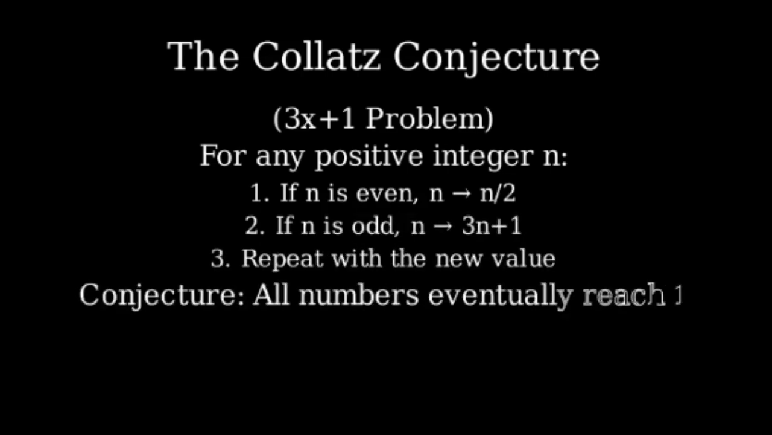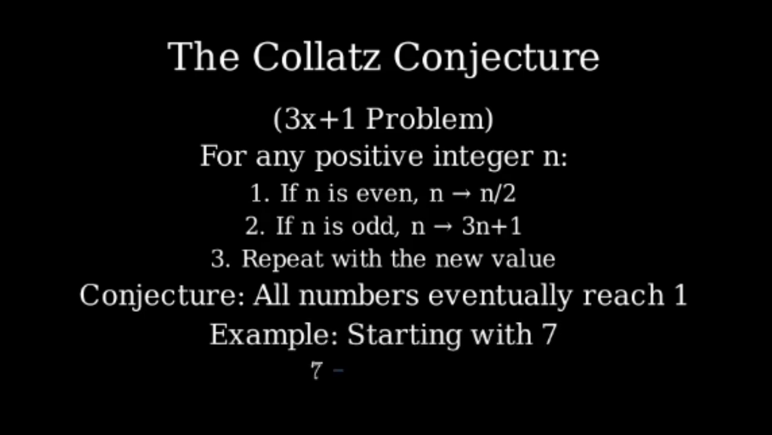The conjecture states that no matter what number you start with, you'll eventually reach 1, after which you'll enter the cycle 1, 4, 2, 1, and so on forever. Let's see an example. If we start with the number 7, since 7 is odd, we apply the rule 3n plus 1. So we get 3 times 7 plus 1, which is 22.